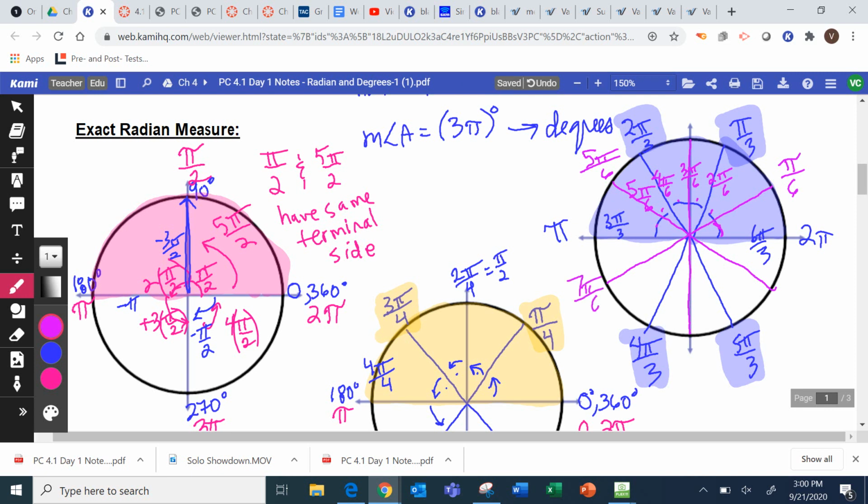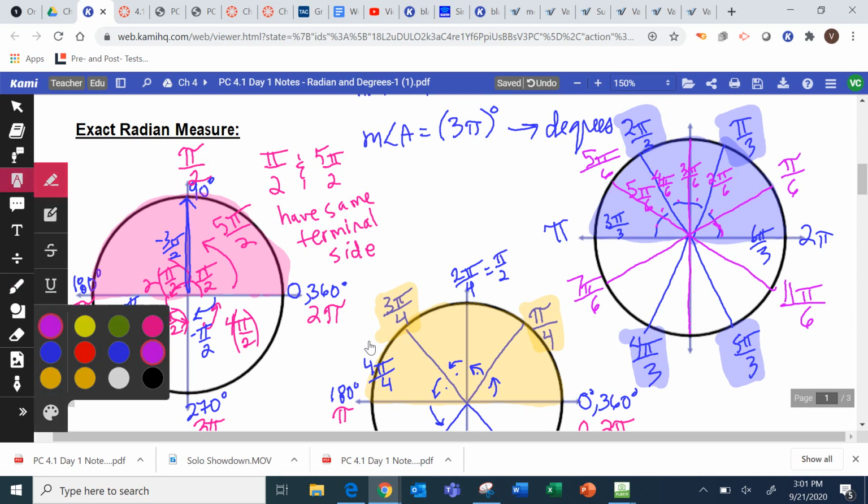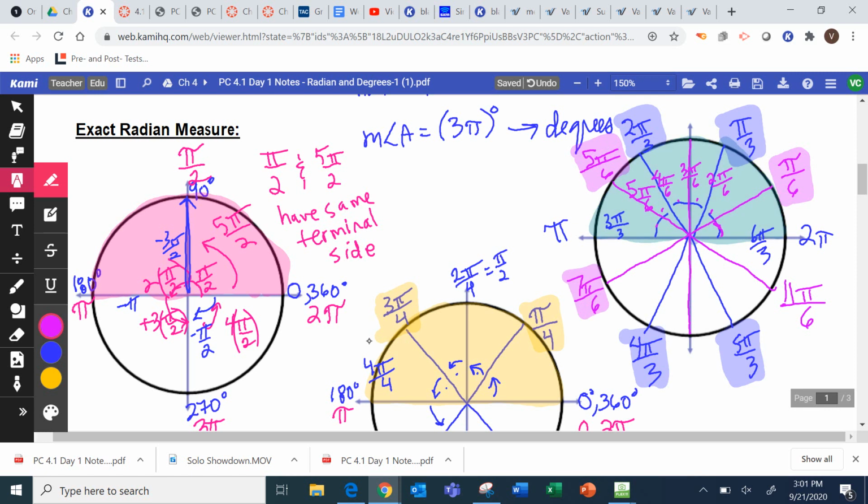7 pi over 6. 8 pi over 6. 9 pi over 6. 10 pi over 6. 11 pi over 6. And then 12 pi over 6. So the same rules as the other ones. There are only 4 angles that stay over 6, 1 in each quadrant.